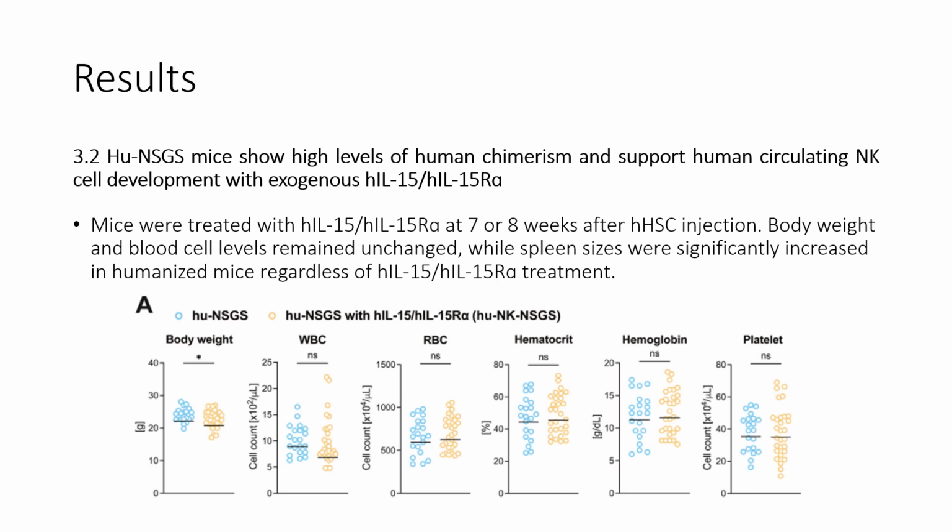Mice were treated with or without hIL-15, hIL-15R alpha to compare different levels of human NK cell reconstitution. The treatment with hIL-15 and hIL-15R alpha did not significantly affect body weight or blood cell levels, but resulted in significantly increased spleen size in humanized mice.